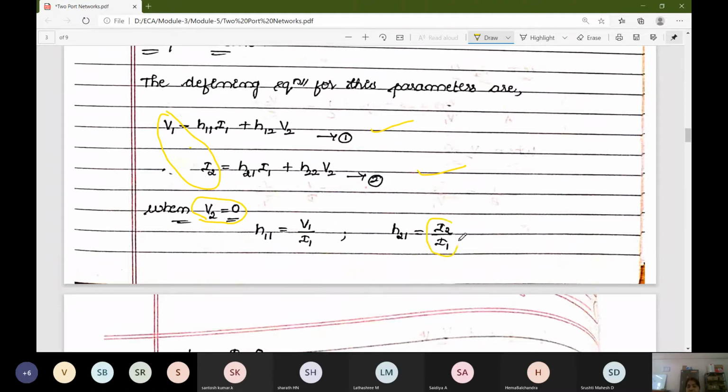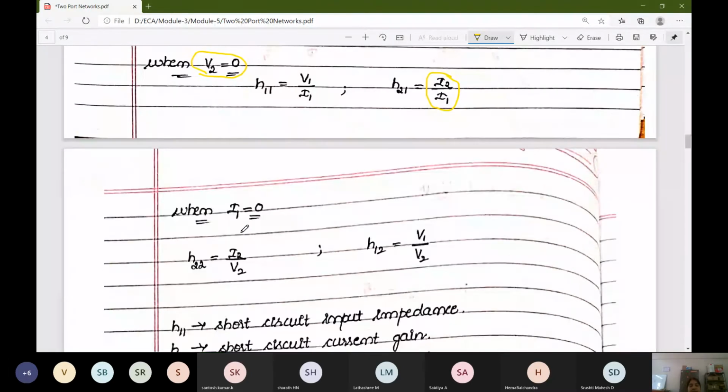See, both are currents here. Okay. Here it is voltage divided by current. The next condition is when I1 is made 0. Here first voltage was made 0, next current will be made 0. So I2 by V2. Input impedance. Okay, short circuit input impedance, because this represents impedance only. It is voltage divided by current, and it is short circuit because voltage is made 0.